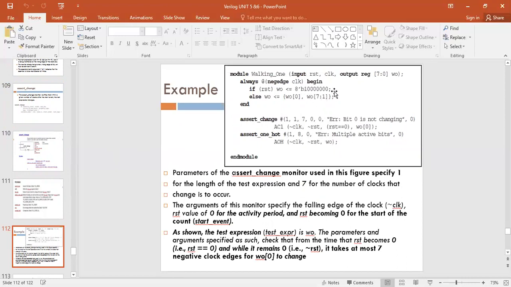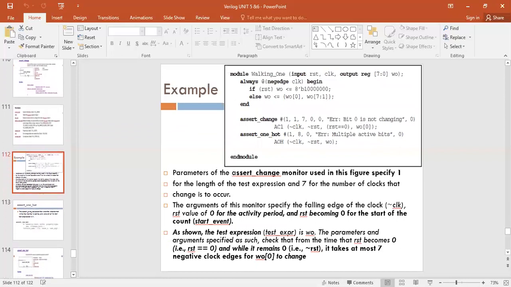So this is 8-bit data, and in the 8-bit data, where the change happens will be shown by the assert underscore change, and if no changes, it will show not changed. If more than one number of ones are there, it will be shown by the assert underscore one heart, that multiple active bits, multiple ones are there. These two things will be done by assert underscore change and assert underscore one heart. So I think you understood these two things.